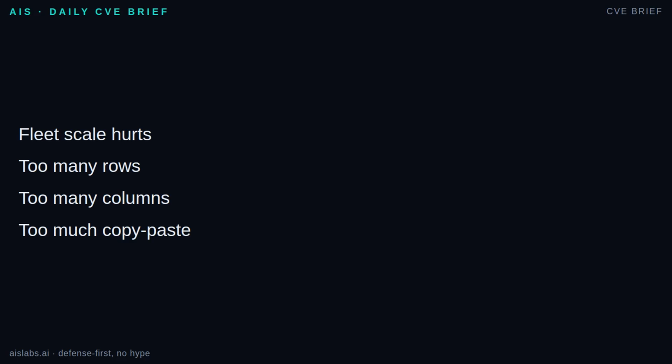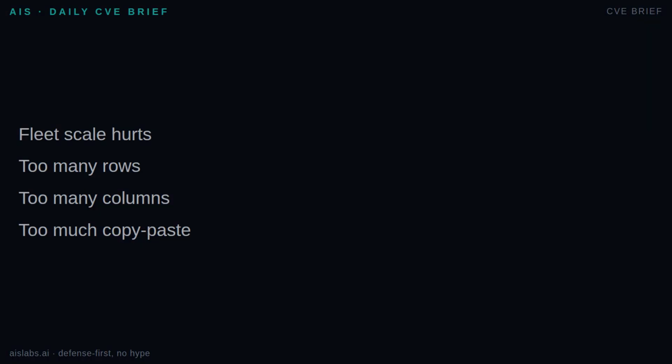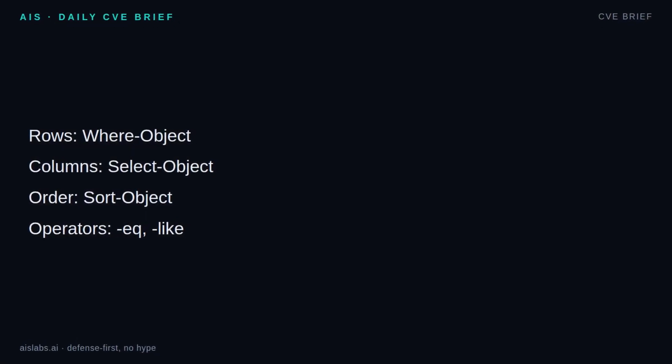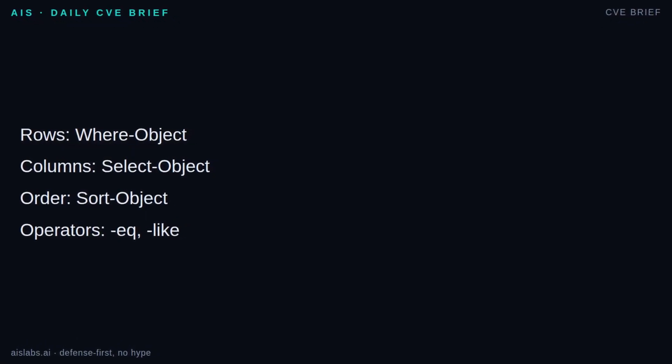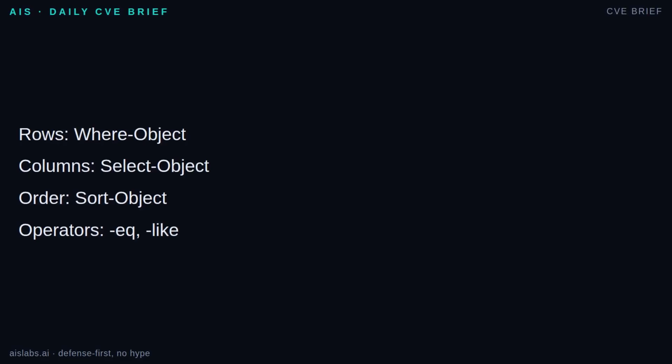PowerShell's job is not to print everything. Your job is to shape the object stream, so the console shows an answer. Think of command output as objects moving down a pipe. Where-Object filters rows: keep this object, discard that one. Select-Object chooses columns: show name and status, not every property the object carries. Sort-Object controls order, so the worst, newest, largest, or oldest items rise to the top.